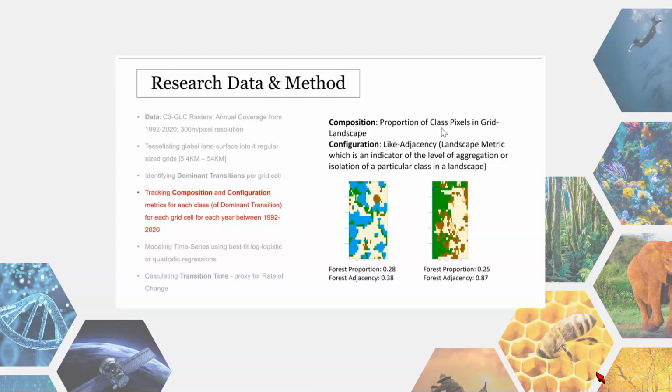Now, having identified our dominant transition for each grid cell, we go about tracking its composition and configurational metrics for each of those classes, for each grid cell, for each year between 1992 and 2020. Here, composition simply entails calculating the proportion of class pixels in the grid landscape, while configuration is a measure of its adjacency, which is a landscape metric which indicates the level of aggregation or isolation of a particular class in the landscape.